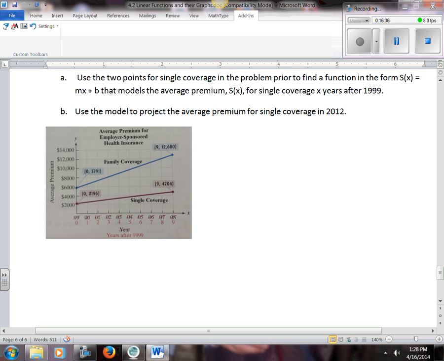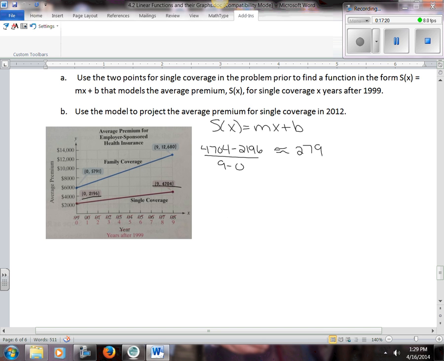Okay, so first thing we need to do is if we're looking for an equation, we need to find the slope for single coverage. So again, it's that change in y over change in x. So we take our 2 points and we find the slope. 4704 minus 2196 over 9 minus 0, which is going to give us about 279. We also need to know the y-intercept.